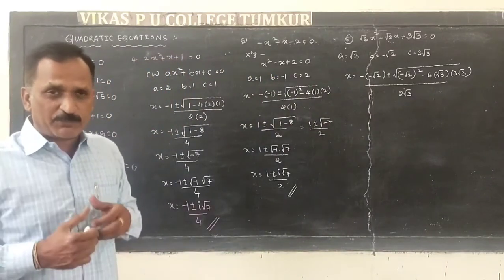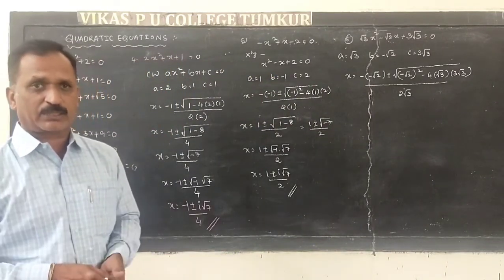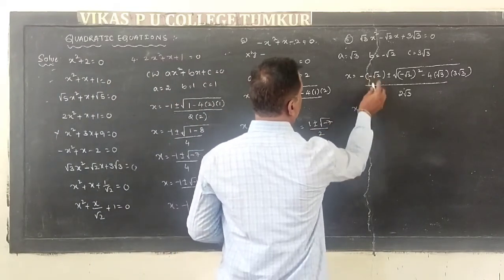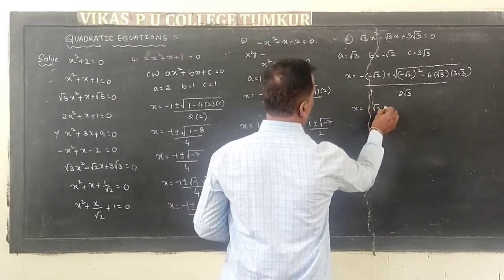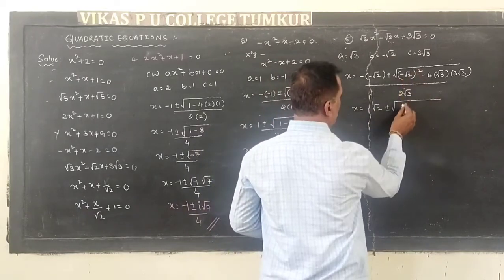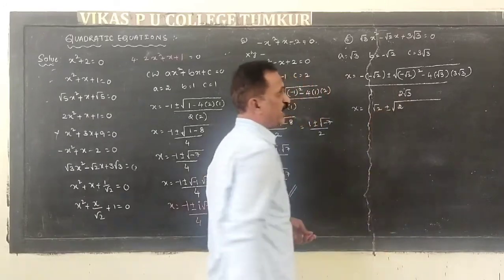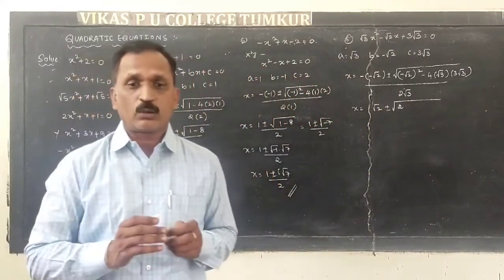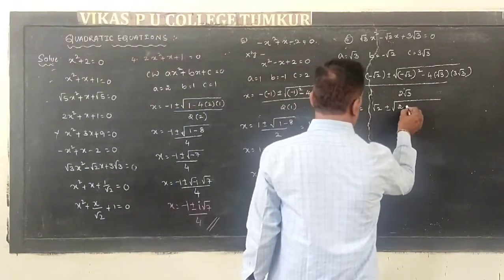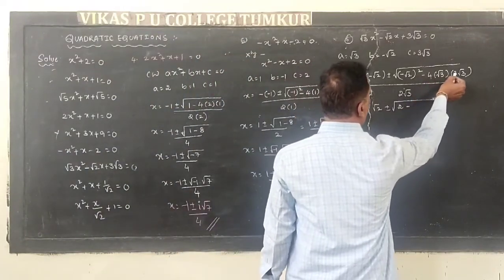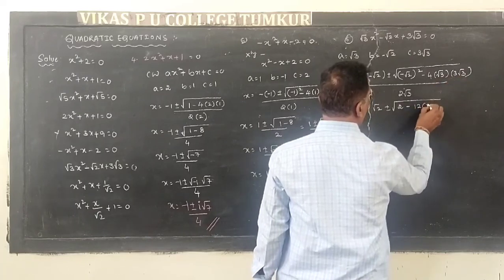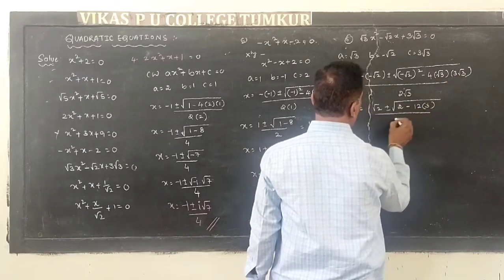It is simple mathematical calculation. So x is equal to minus of minus root 2, plus or minus square root of minus root 2 whole square, which is 2. Minus whole square is plus root 2 whole square, which is 2. Minus 4 into 3, which is 12. Root 3 into root 3 is 3, divided by 2 root 3.